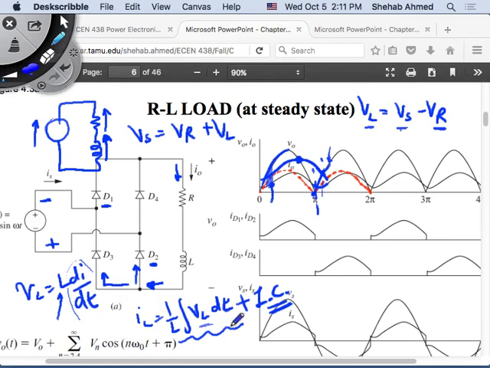So this integration becomes positive again. I keep adding and growing my current, right? So current never falls down to 0. In the full wave rectifier, current never falls down to 0.